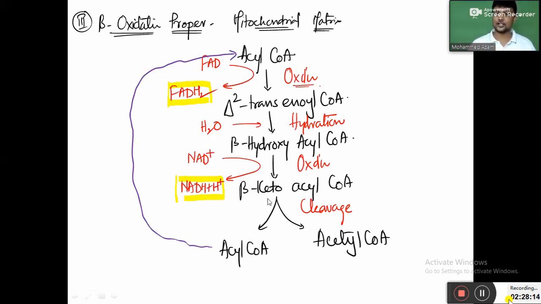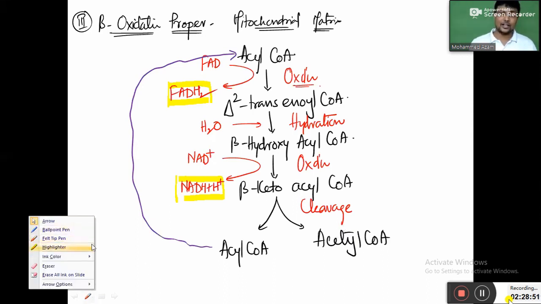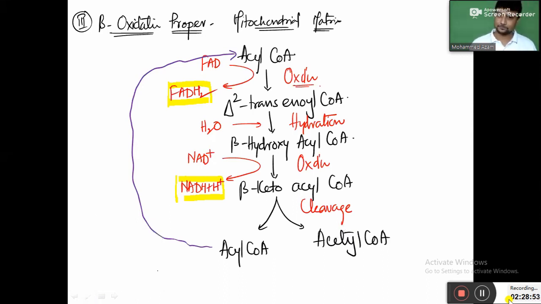Again, what will happen? Oxidation, hydration, oxidation, cleavage, 2 carbon removed. How many remaining? 12. Again, this will go here. Again, beta oxidation proper will take place. Again, 2 carbon removed. How many remaining? 10. In this manner, beta oxidation proper will keep on repeating again and again. And then finally, 2 carbon will be removed in the form of acetyl-CoA, and finally the entire 16 carbon chain ends up as the end product acetyl-CoA.